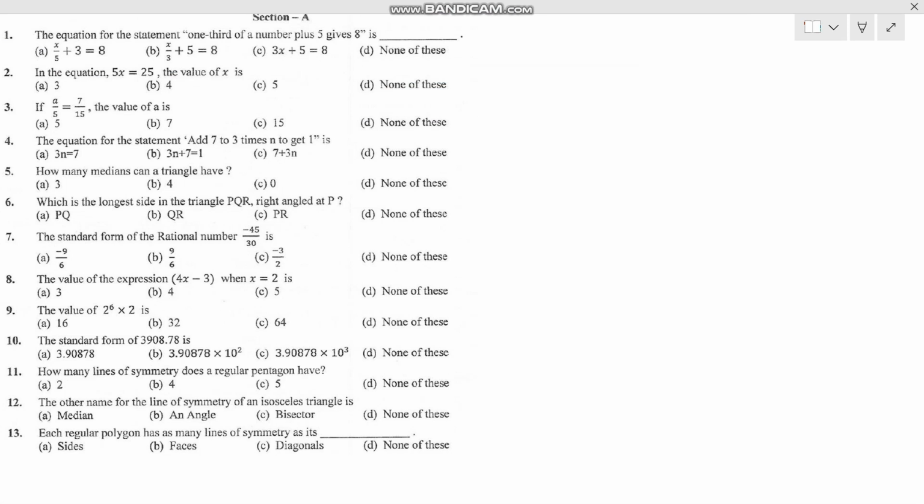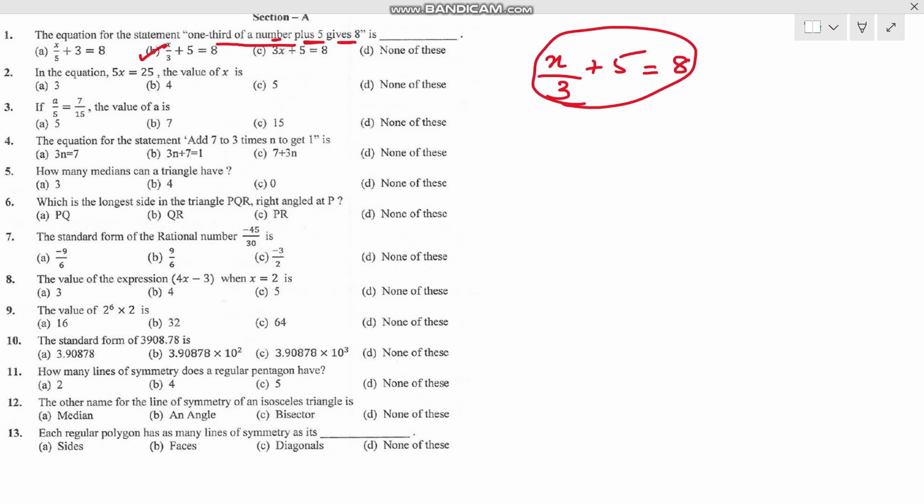Now let us start solving from question number 1. It is given the equation for the statement 1/3 of a number. We don't know which number it is, so let the number be x. Now its 1/3 means x upon 3. Then it is saying plus 5, so we will write down plus 5, and that equals 8. So among all the 4 options, the correct option is option number B, x upon 3 plus 5 equals 8.